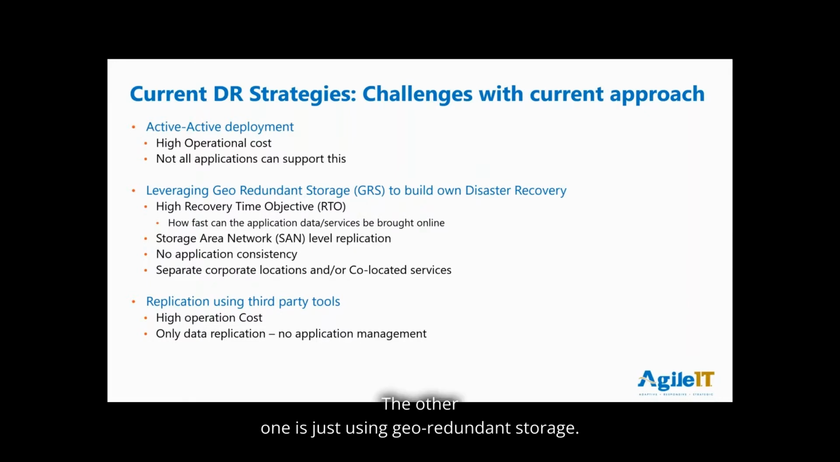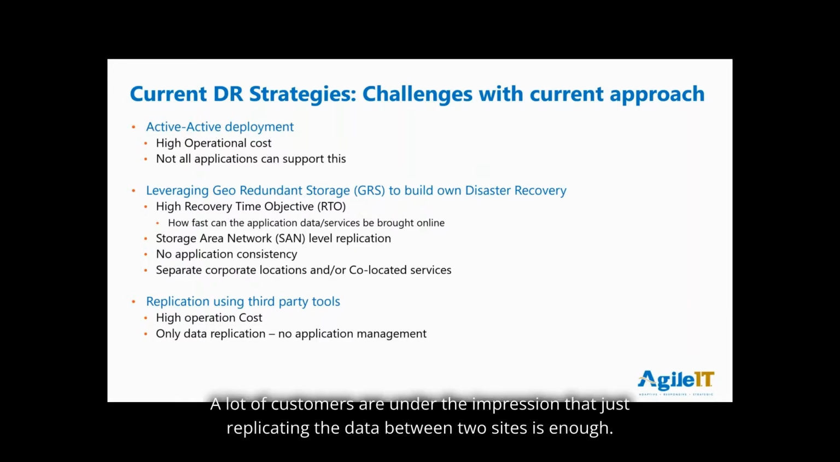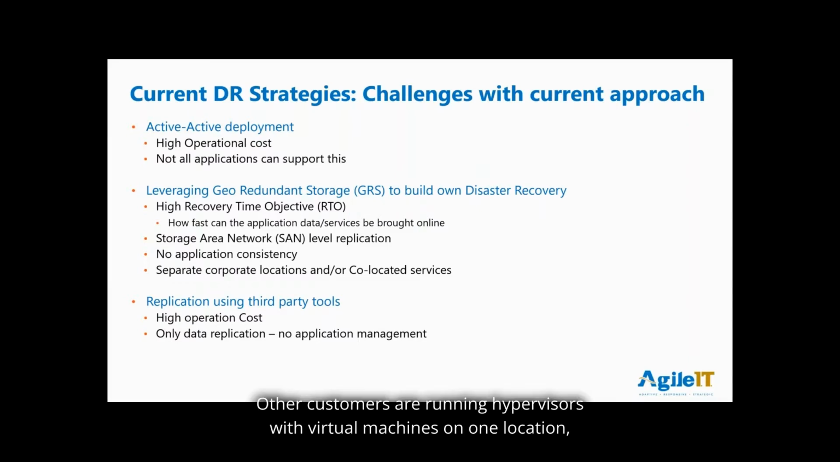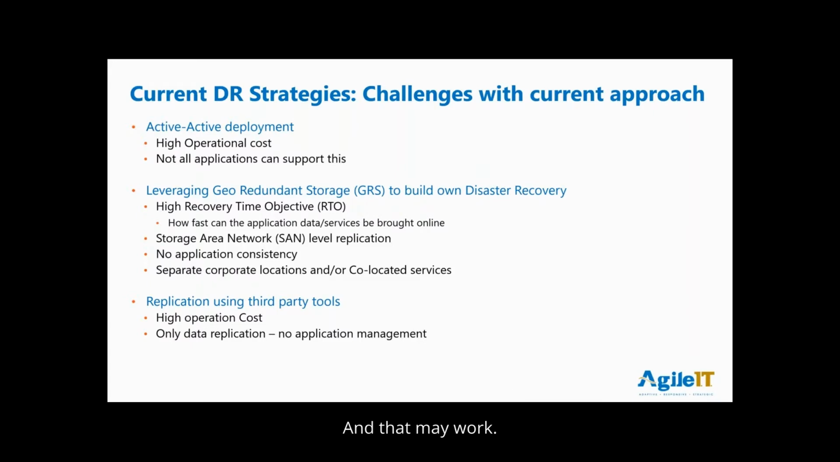The other one is just using geo-redundant storage. A lot of customers are under the impression that just replicating the data between two sites is enough. Well, maybe it is for files or things like that. Other customers are running hypervisors with virtual machines in one location, and then they replicate their virtual hard drives to another, and that may work. The problem with that is that there's no application consistency. If the application becomes corrupt, it's corrupt in both places.